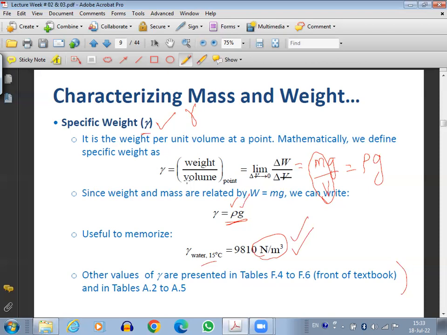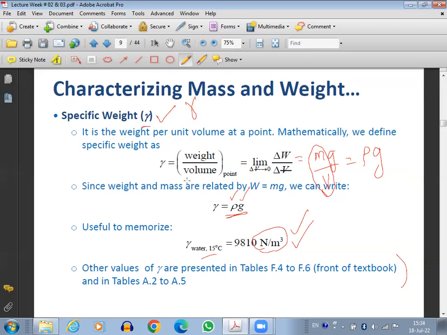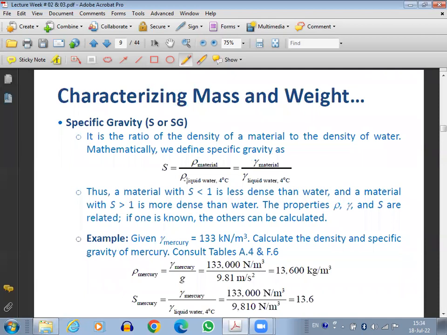Okay, is the specific weight concept clear or not? Okay. So next thing is specific gravity. Now again, before moving towards the formula, first let's get the physical concept. Specific gravity is when you compare an object with water. Is the object heavier than water or lighter than water? In essence, it's like saying, if I throw this thing in water, will it sink or will it float?